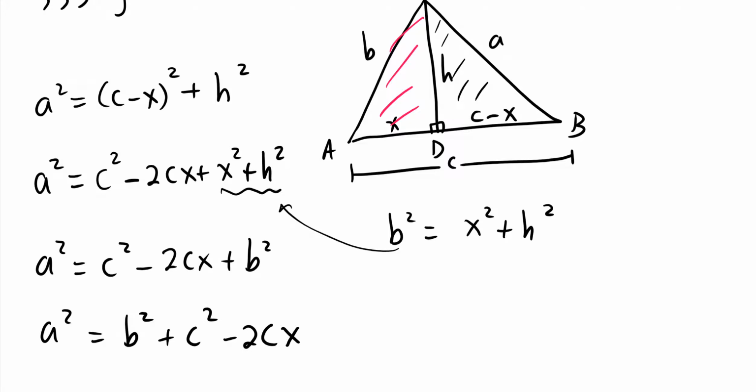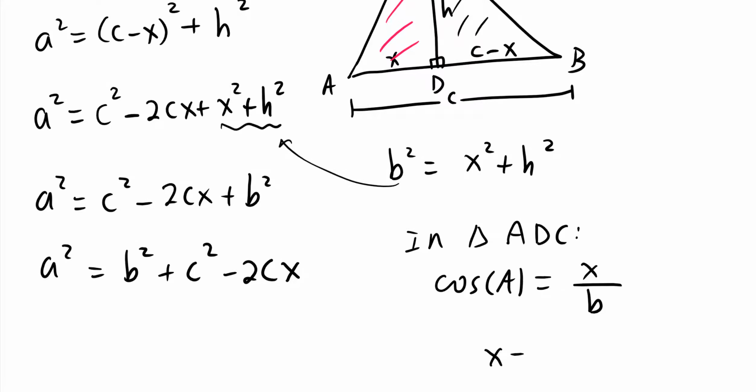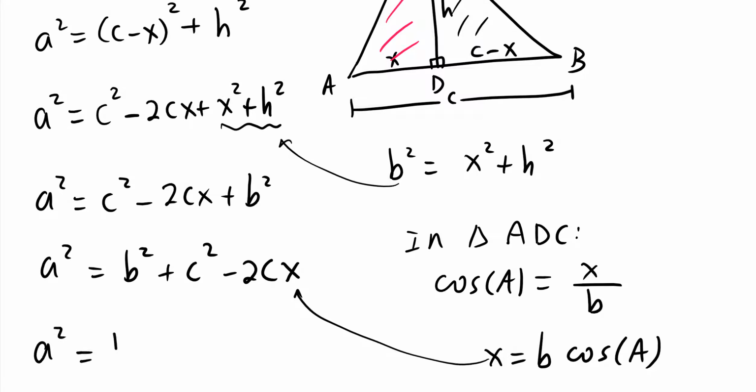One further step is to solve for x. I want to get x. In the red triangle, triangle ADC, cosine A is the adjacent over the hypotenuse. So x equals b cosine A. We are going to replace this here. So I get a squared is b squared plus c squared minus 2bc cosine A.